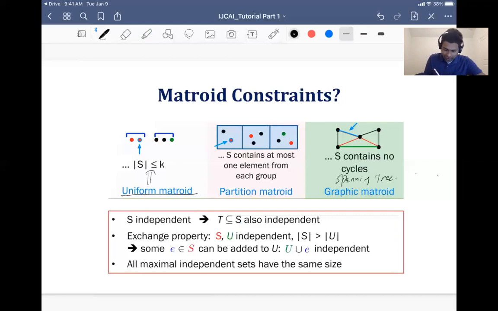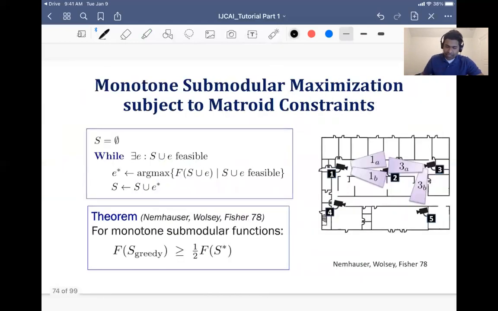The property of a matroid is that if S is independent, then a subset T of S is also independent. Independent sets in matroids are basically sets that satisfy the property you're asking for. For example, if size of S is less than or equal to K, then this is an independent set in a matroid. They also satisfy what's known as an exchange property, and also have the property that all maximal independent sets have the same size. Again, I won't dwell too much on this. There are many texts. You can do a Google search for a Wikipedia page on matroids to get the basic idea of what matroids are.